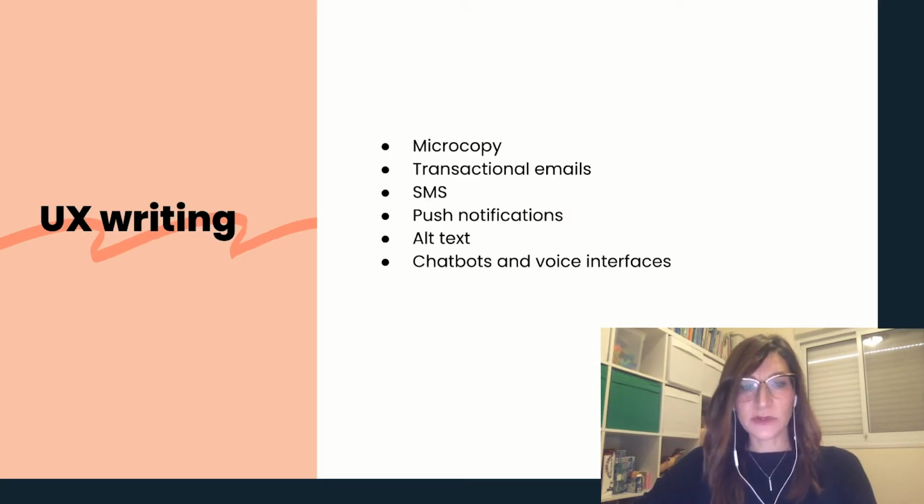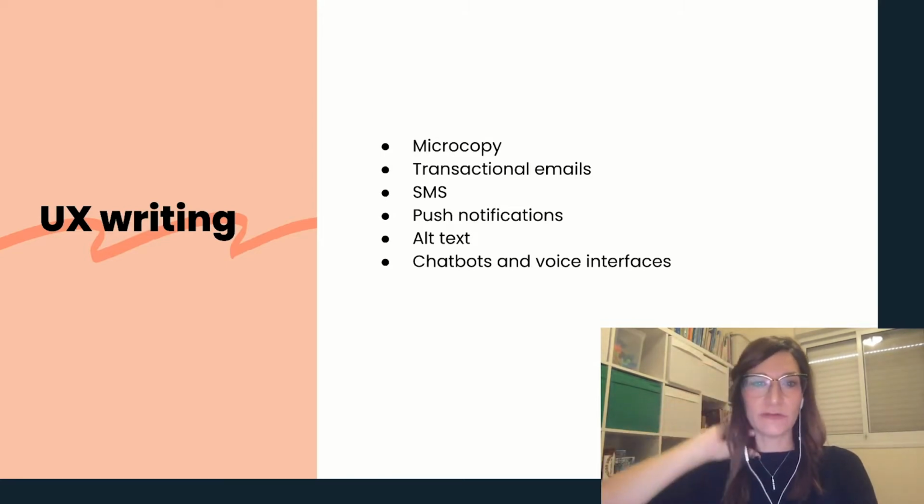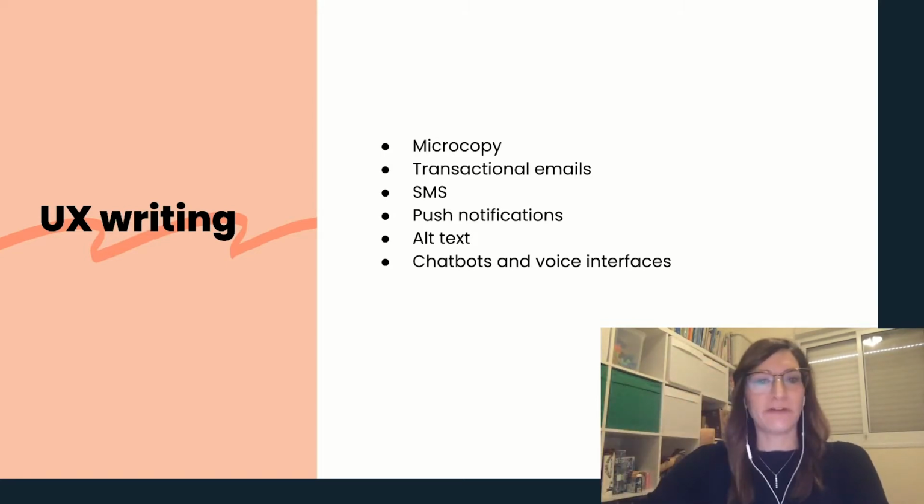It's the transactional emails that can be part of a product flow, right? So if you're in the product and you, for example, draw funds from a credit line and you get an email confirming the payment terms you've agreed to, so that email is part of your in-product flow, and that's going to be under the purview of the UX writer. It's SMS texts that you get, push notifications, alt text that you write for images and video, and GIFs for the sake of accessibility. And there's an emerging field called conversation design, where you're writing for chatbots and voice interfaces, and that's a whole different world.